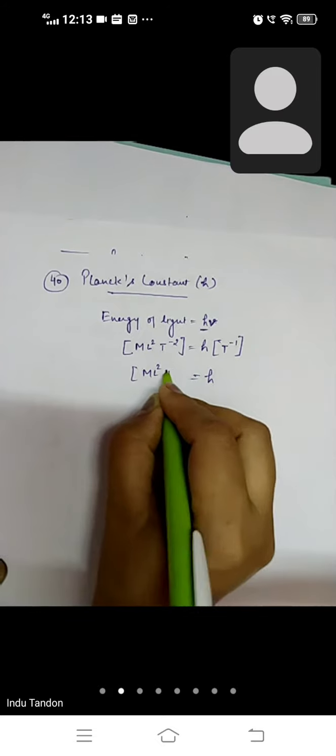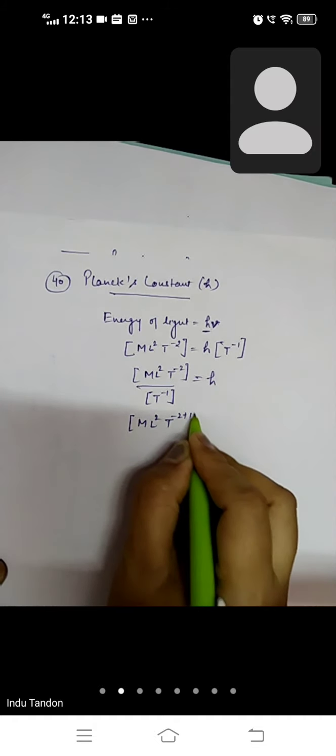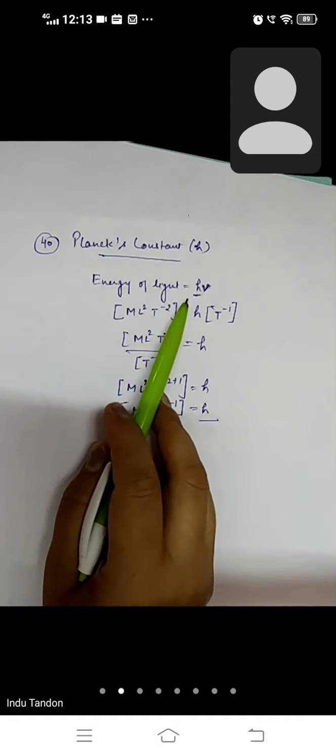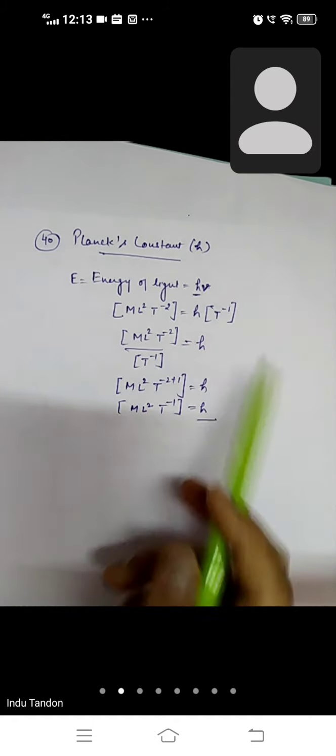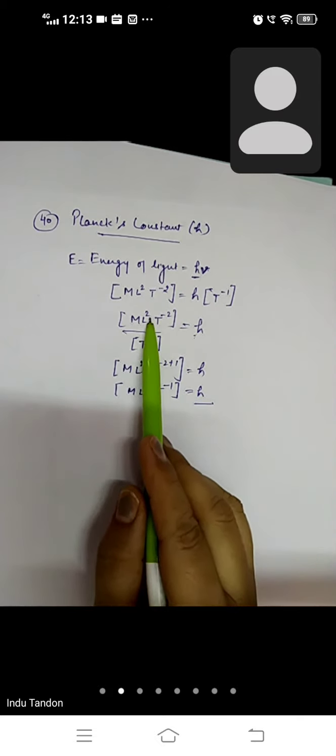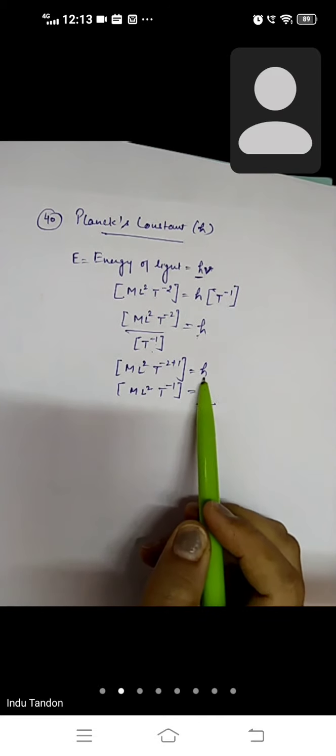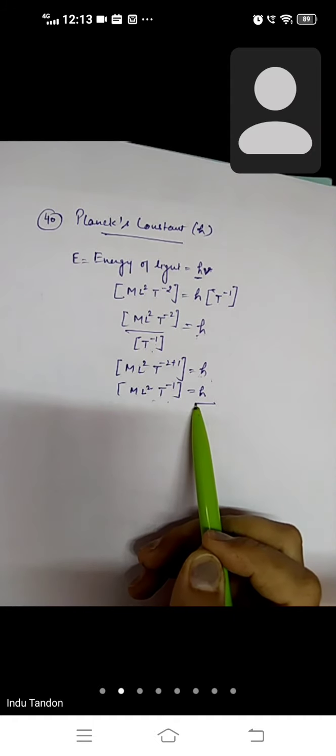So what is the value of H? You will get ML2 T minus 2 times T raised to the power minus 1, so it becomes ML2 T minus 2 plus 1, that is ML2 T minus 1. This is the dimension formula for Planck's constant. Energy E is equal to H into nu, so H becomes ML2 T minus 2 divided by T minus 1.